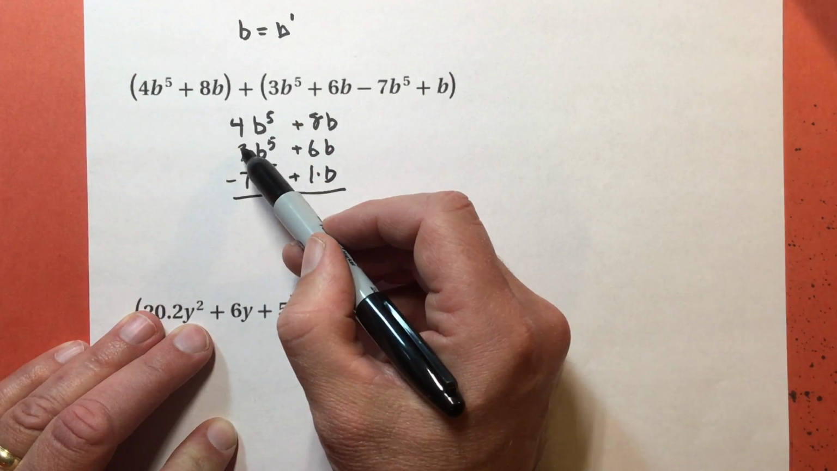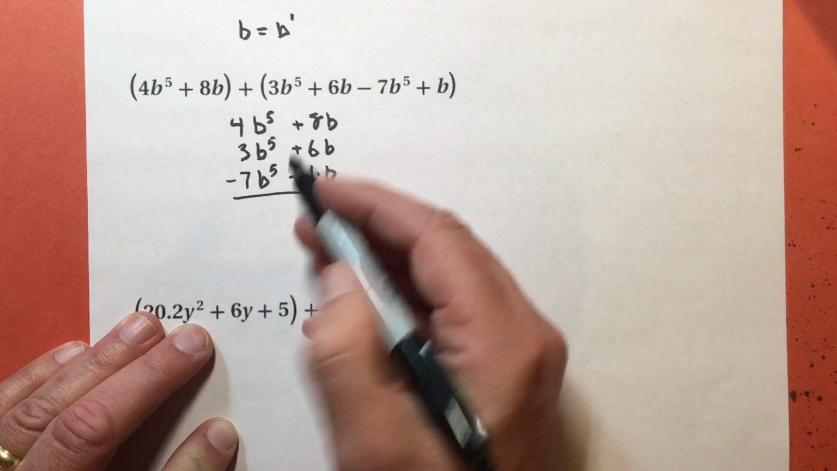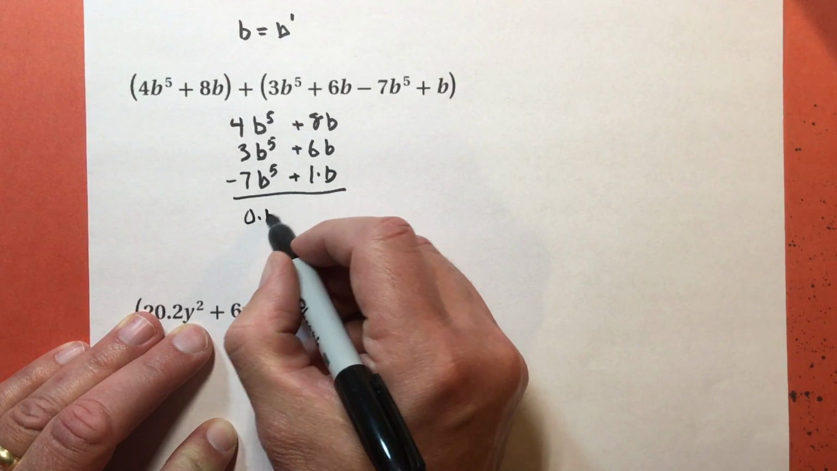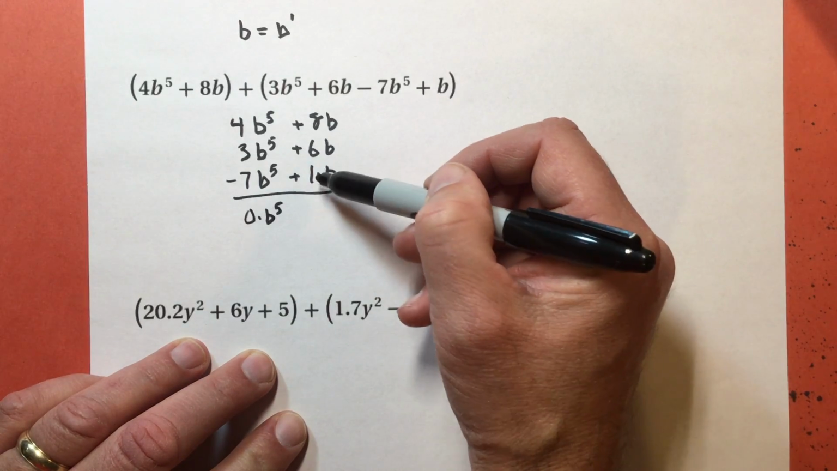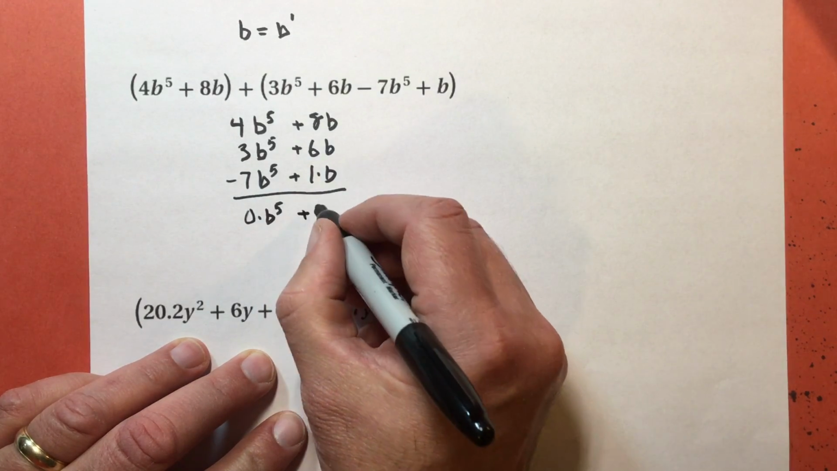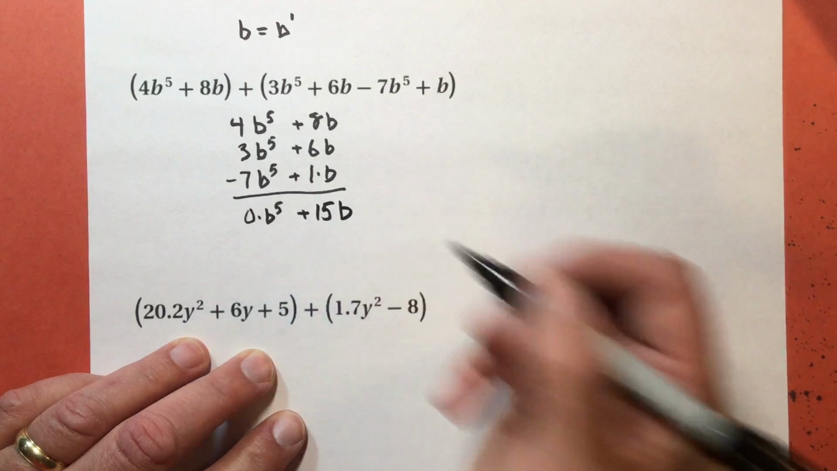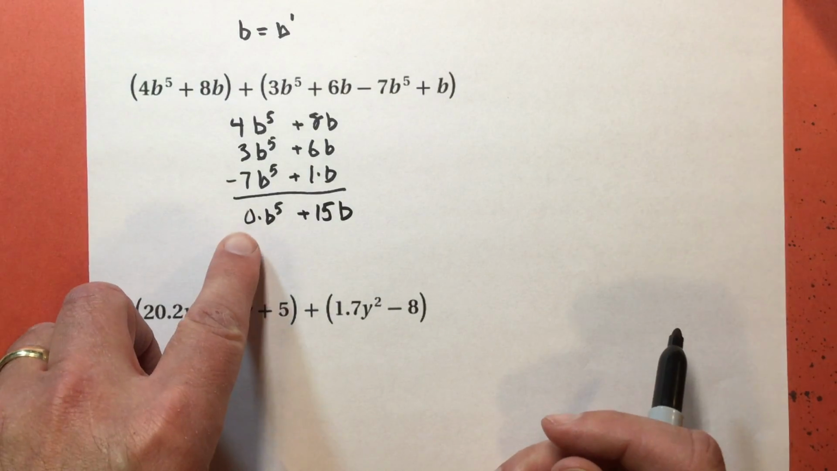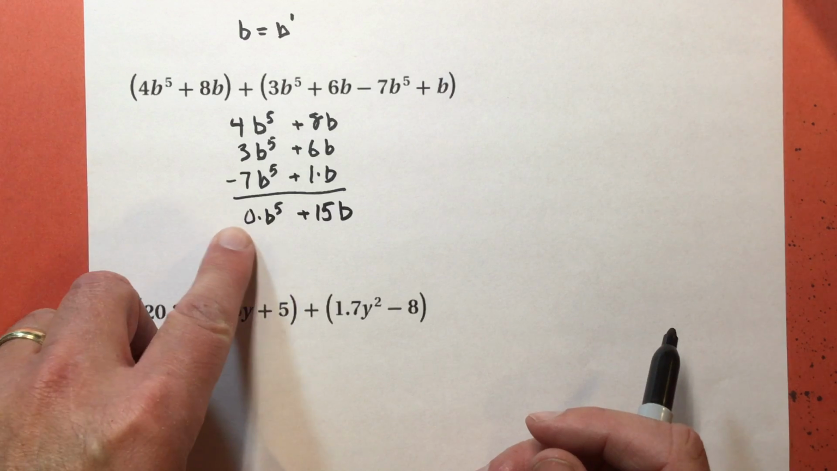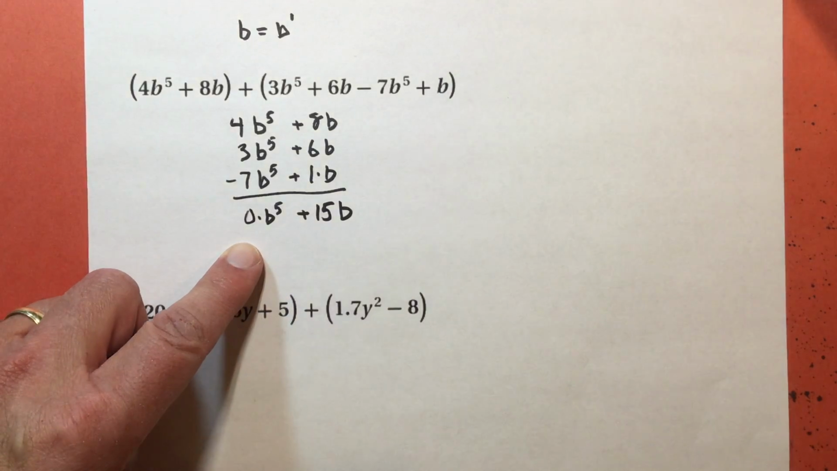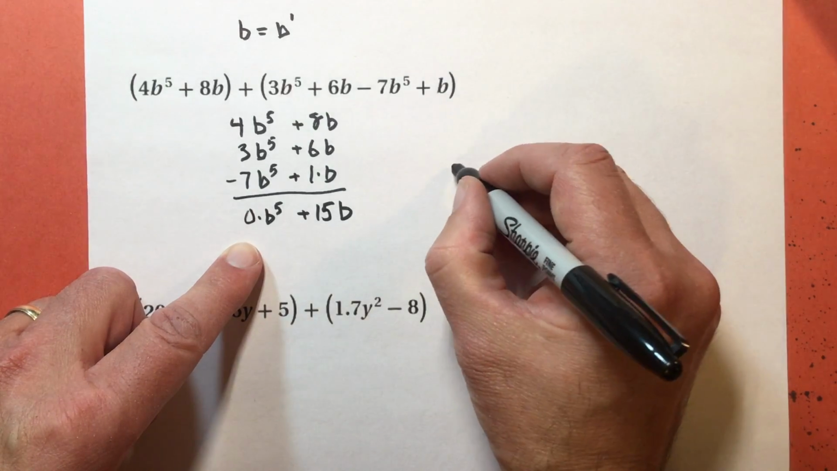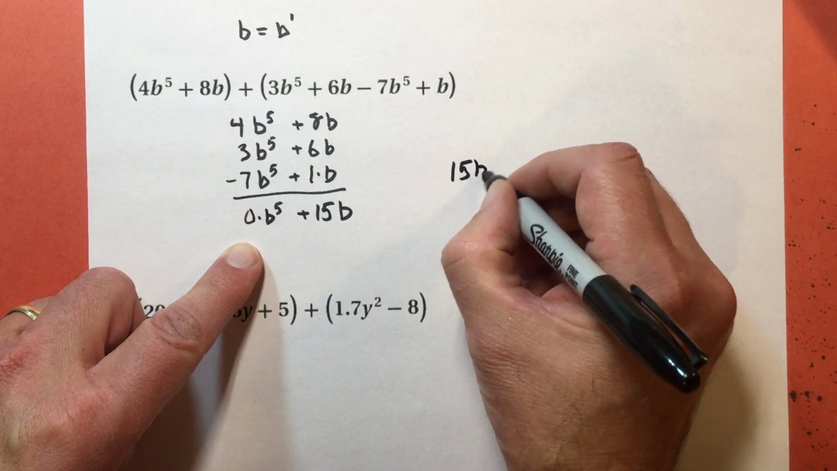4 plus 3 is 7. 7 take away 7 is 0. So I get 0 of the b to the 5th powers. 8 plus 6 is 14. 14 plus 1 more is 15. That's 15b. And of course, 0b to the 5th power, 0 of anything, just like we've been talking about for these problems, we usually don't see it. So you can just write this as 15b.